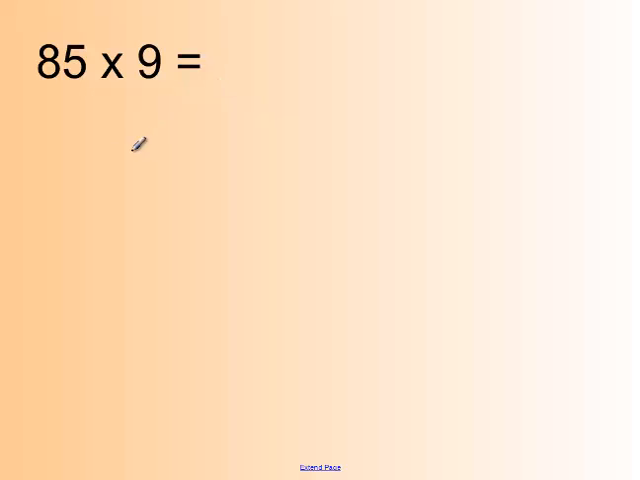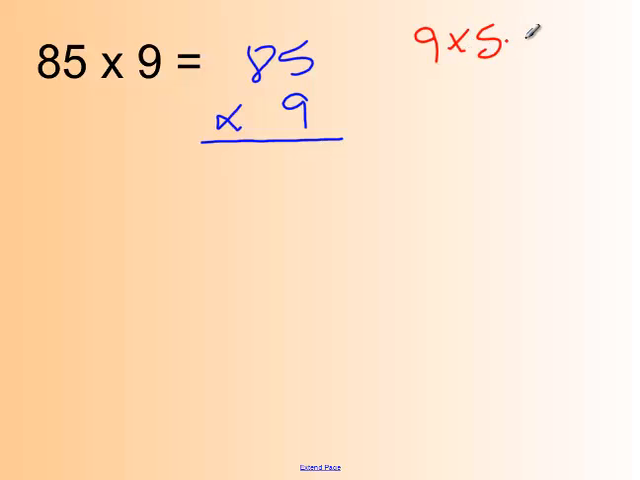All right, 85 times 9. Let's rewrite that problem. 85 times 9. If we take a look at this problem, we are going to take the 9 in the ones place times the 5 in the ones place. 9 times 5 is equal to, my pen's not working, is equal to 45. And we're going to write the 5 in the ones place, carry the 4 next door.